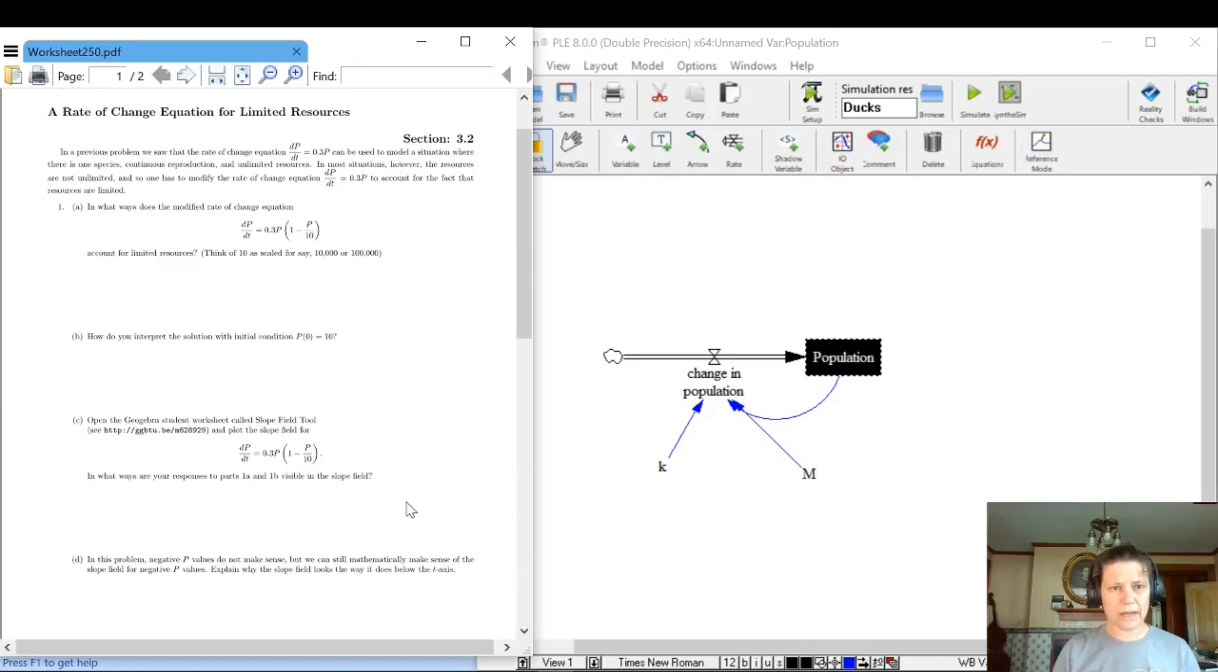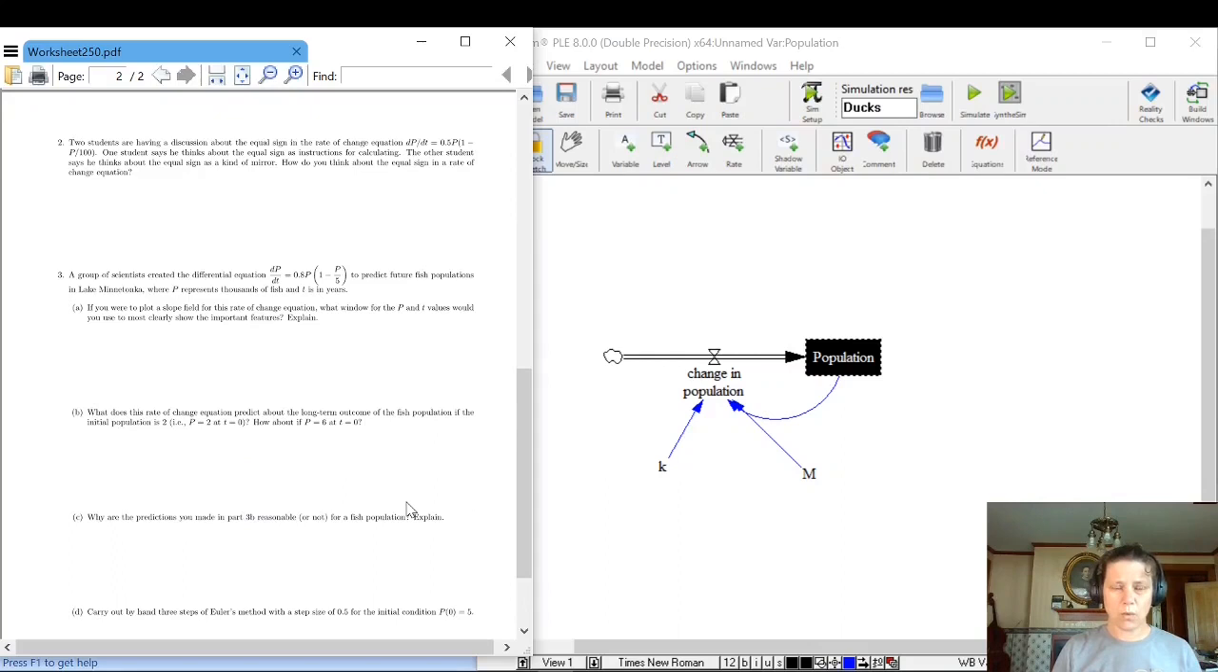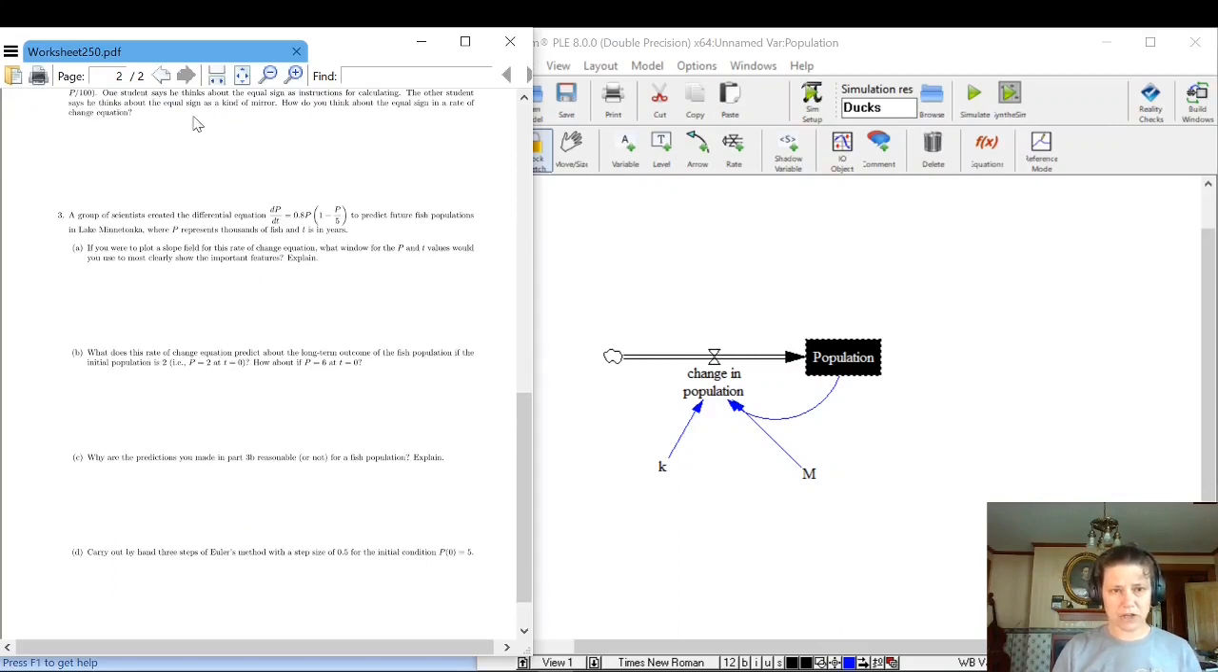So you can now go through and work on this worksheet where you can change things. If you look at worksheet 3, it has a K of 0.8 and an M of 5, and then it asks you to start at different places, and so you can work on that. All right, good luck.